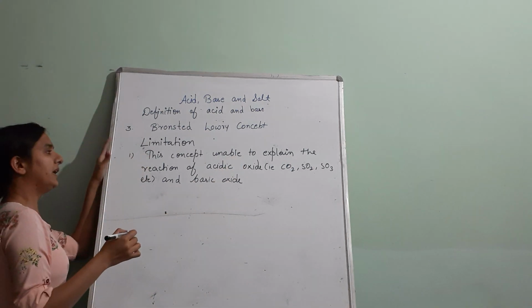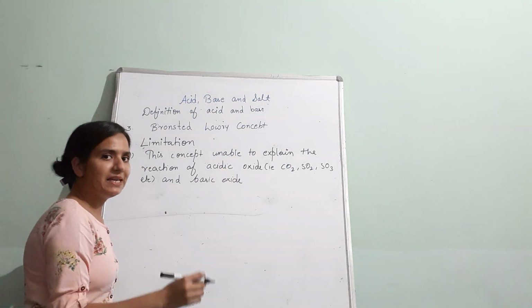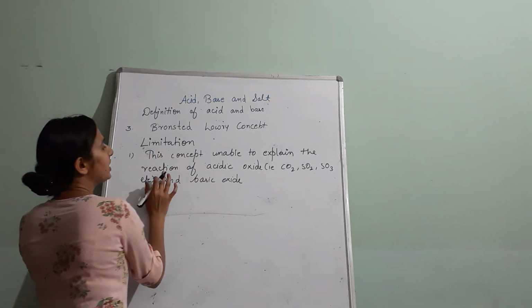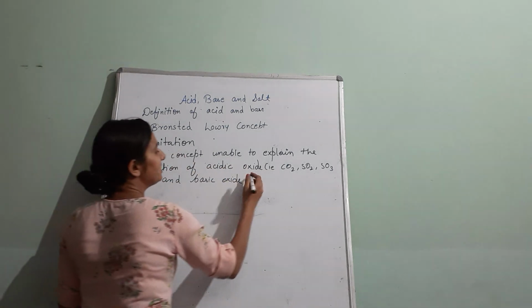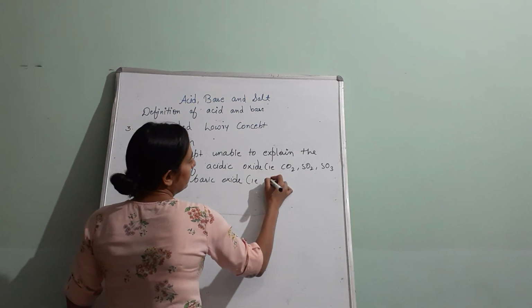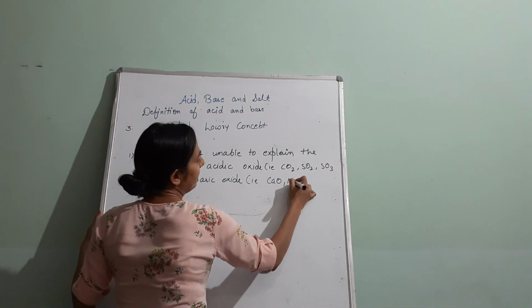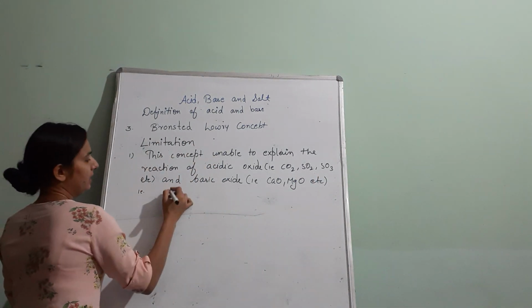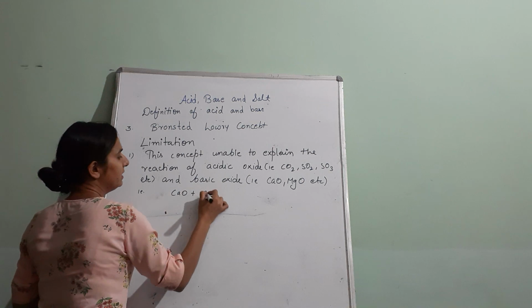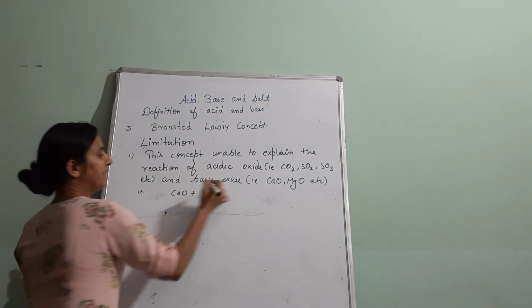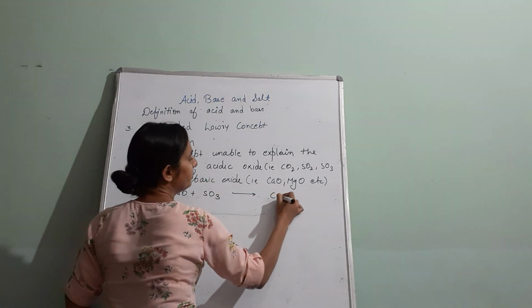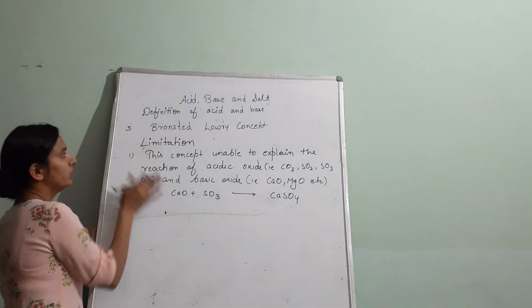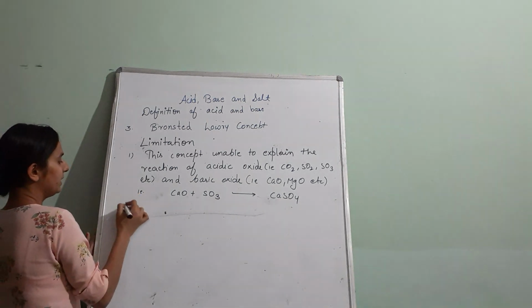This concept is able to explain the reaction of acid and base in non-aqueous medium, but it is unable to explain the reaction of acidic oxide and basic oxide, that is calcium oxide, magnesium oxide, etc. Like if calcium oxide reacts with sulfur trioxide, this gives a product CaSO4, but this reaction is not explained with the Bronsted-Lowry concept.